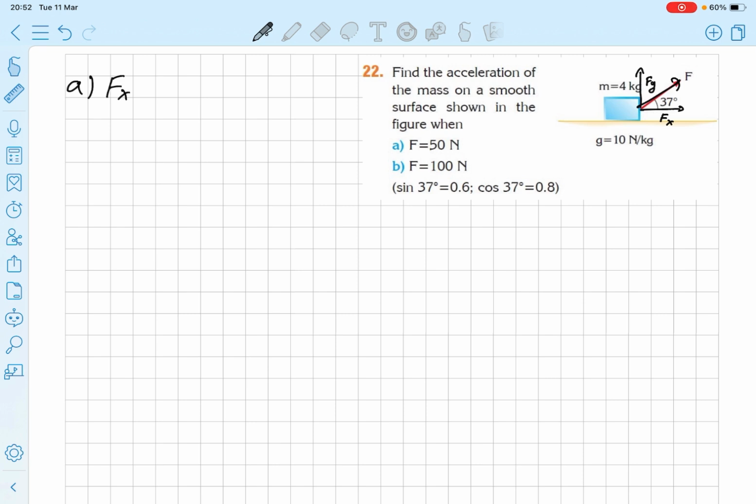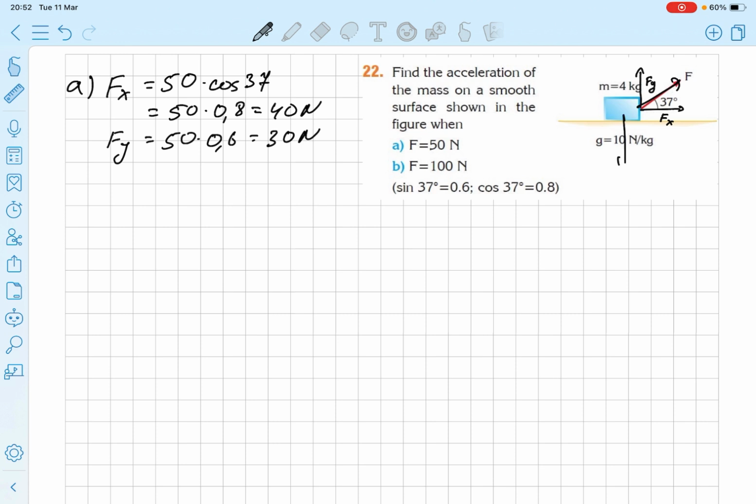So F by X will be just 50 times cosine of 37. So it is equal to 50 times 0.8, which is 40 newtons. Then we define F by Y. F by Y is equal to 50 times sine of 37, 0.6, which is equal to 30 newtons.